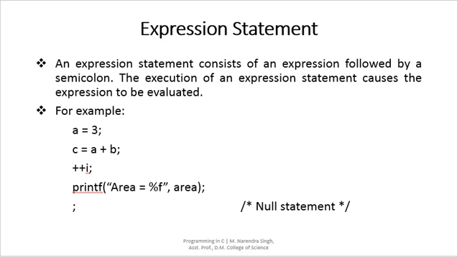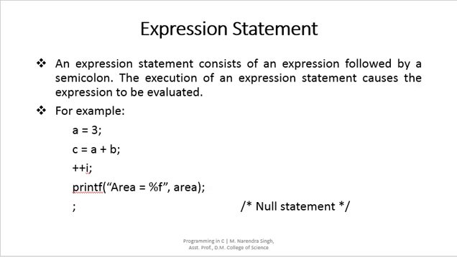First, the expression statement. An expression statement consists of an expression followed by a semicolon. The execution of an expression statement causes the expression to be evaluated. So, whenever an expression is followed by a semicolon, it is called an expression statement. For example, A = 3 is an expression. When it is followed by a semicolon, it becomes an expression statement. When this statement is executed, the value 3 is assigned to the variable A.